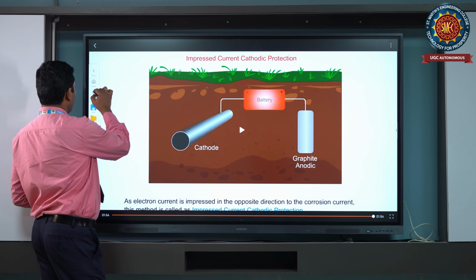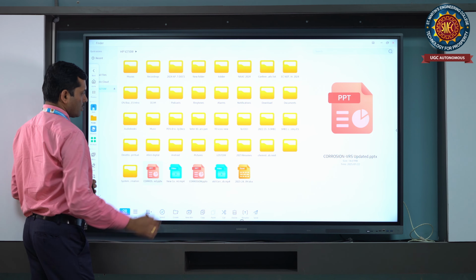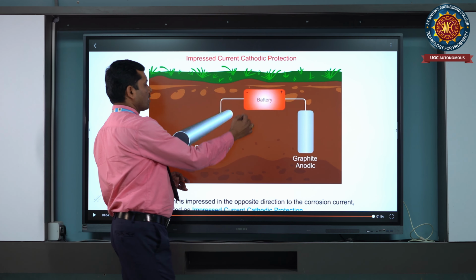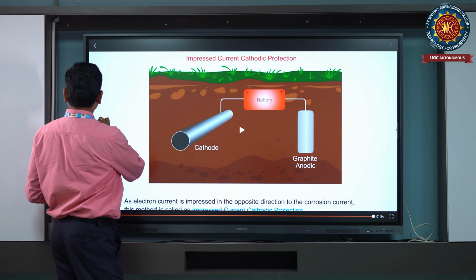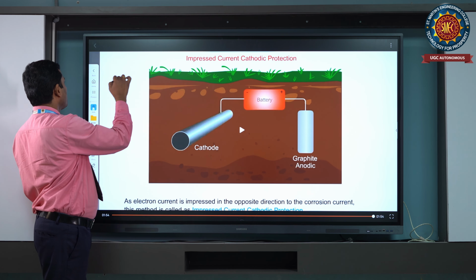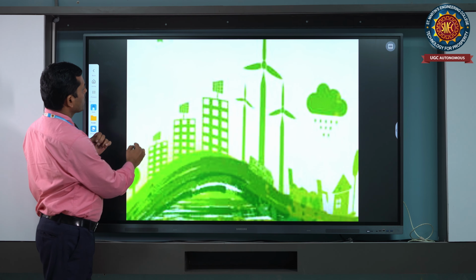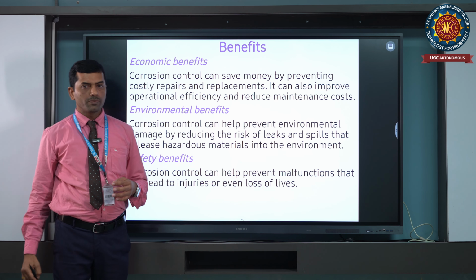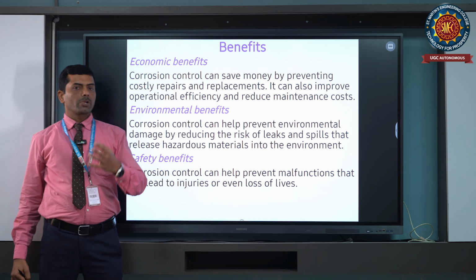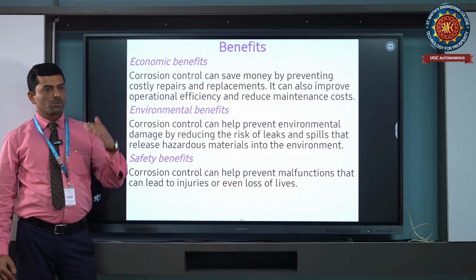Finally, what are the benefits of corrosion control? If you see different types of benefits, why are we going for continuous corrosion control methods? We have some advantages, namely economic benefits, environmental benefits, and safety benefits. Coming to the economic benefits, we can protect different types of monuments and infrastructure, and we can generate more revenue without deterioration.